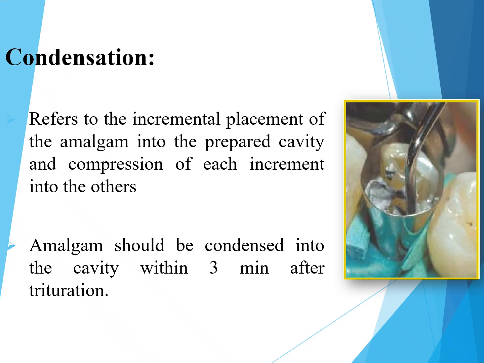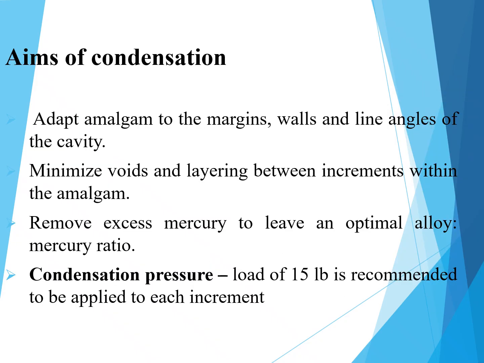Condensation refers to the incremental placement of the amalgam into the prepared cavity and compression of each increment into the others. Amalgam should be condensed into the cavity within 3 minutes after the trituration. The aim of condensation is to adapt the amalgam to the margin, wall, and line angle of the cavity, and minimize the voids and layering between the increments within the amalgam restoration. Remove excess mercury to leave an optimal alloy mercury ratio.